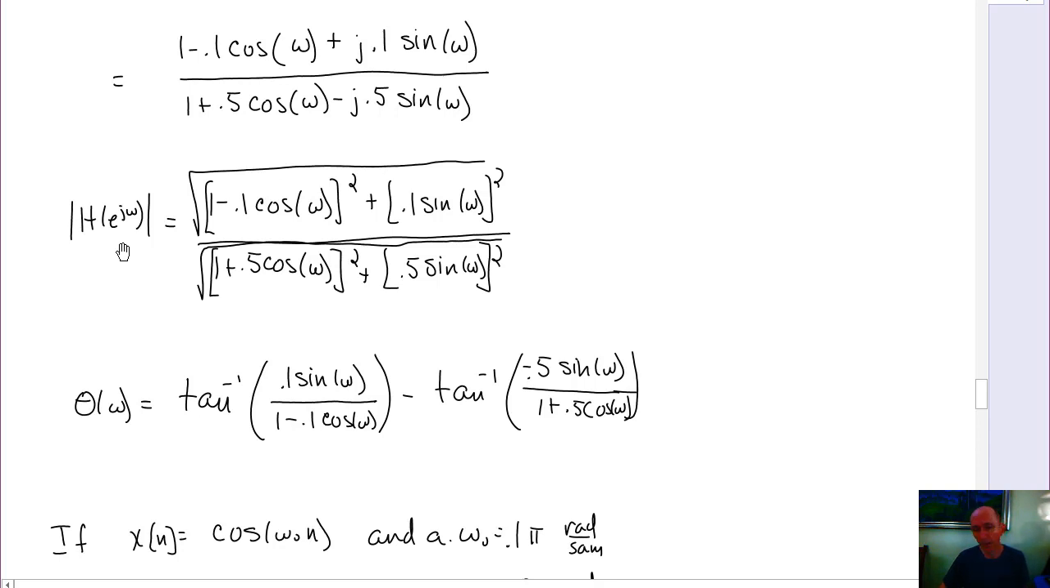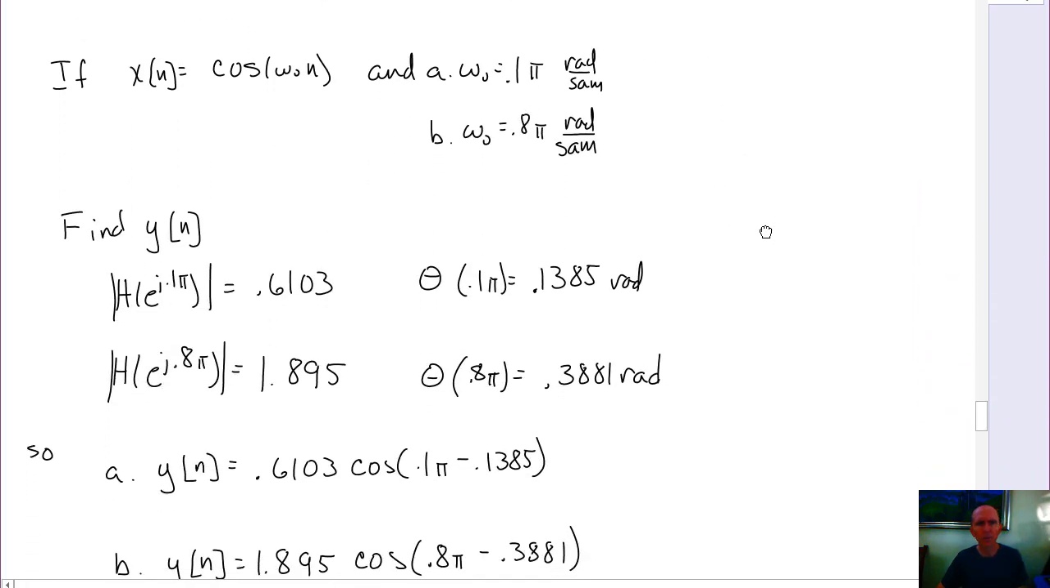How do we get the phase? Well, the same thing we do always, right? It'll be the phase of the numerator minus the phase of the denominator. And the phase of the numerator, right, is the inverse tangent of the imaginary part over the real part. And the same thing for the denominator.